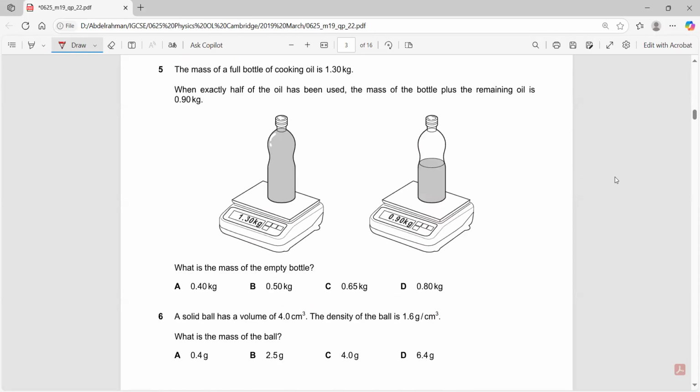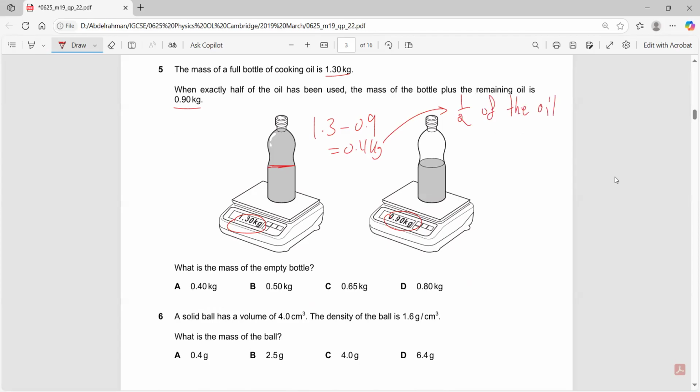The mass of the full bottle is 1.3 kilograms. When exactly half of the oil is used, the remaining mass is 0.9 kilograms. What is the mass of the empty bottle? Can I find the mass of the empty bottle? Yes, I can do that. How so? When you removed half of the oil, the reading changed from 1.3 to 0.9, giving you a difference of 0.4 kilograms. What is 0.4 kilograms? This is half of the mass of the oil, right?